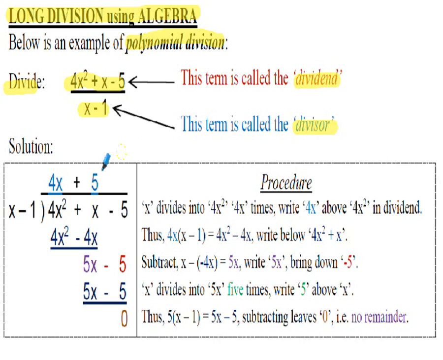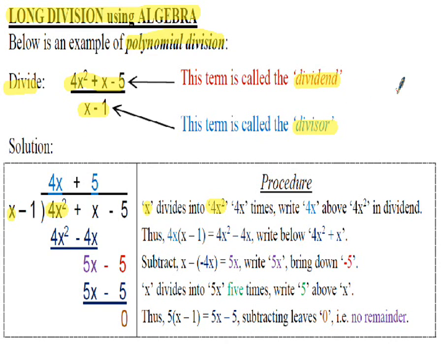So again, writing along division format, here's our dividend and here's our divisor. So we start this process by saying, how many times does x divide into 4x squared? In other words, how many times does x divide into 4x squared here?